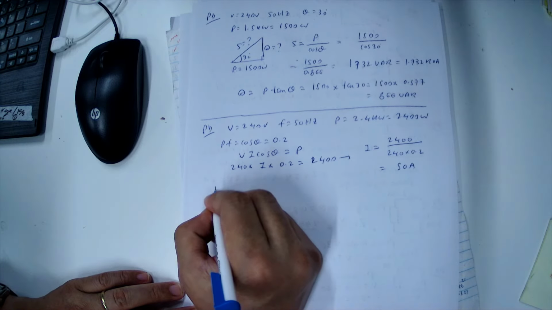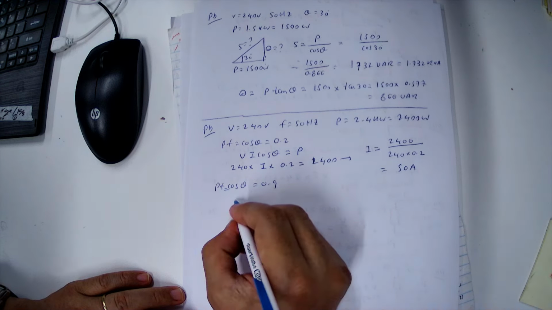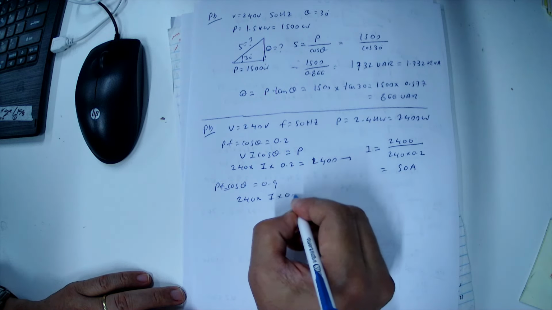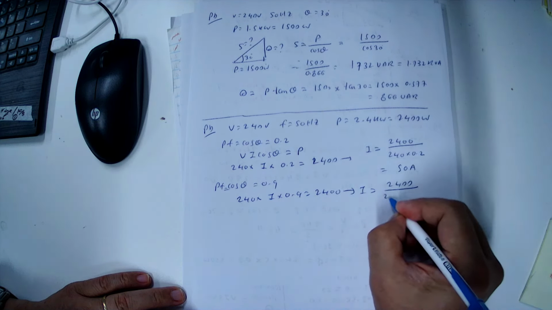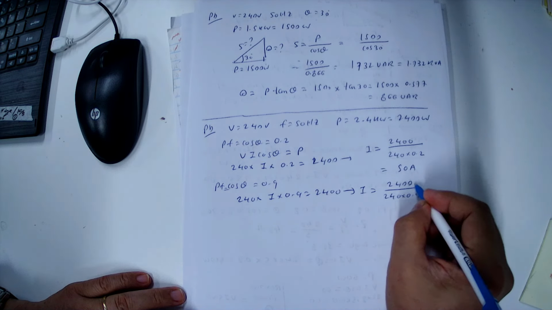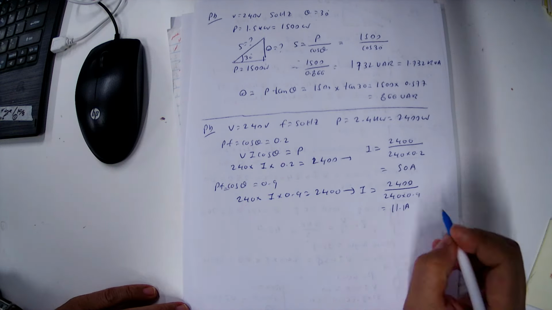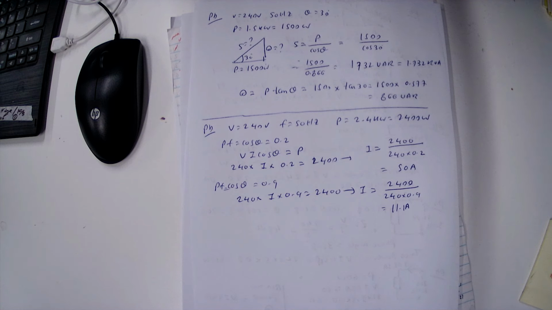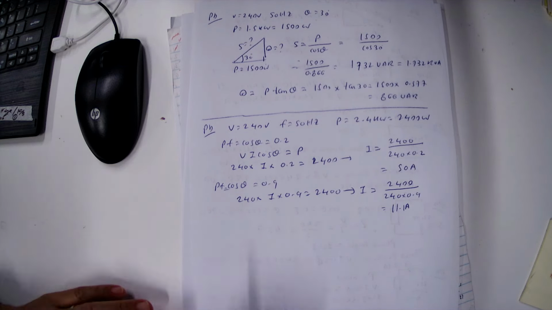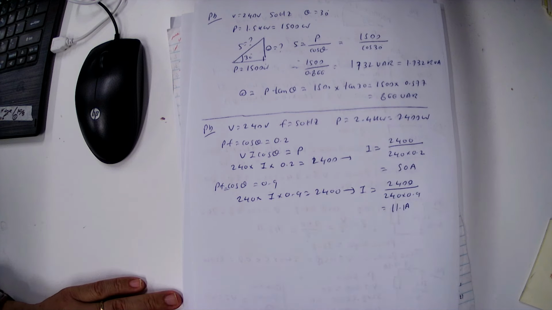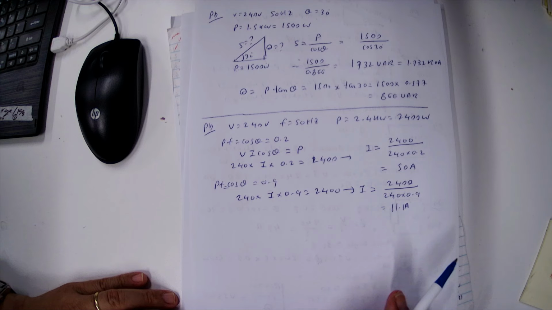Another case is power factor cos theta equal to 0.9. We also need to calculate the current. We substitute 240 into current multiplying 0.9 equal to 2400, so the current is 2400 divided by 240 multiplying 0.9, which is 11.1 ampere. So you can see that for the same active power and same voltage, when the power factor is increased, the current decreases. This is why the power factor needs to be improved. By improving the power factor, you can reduce the supply current as well.